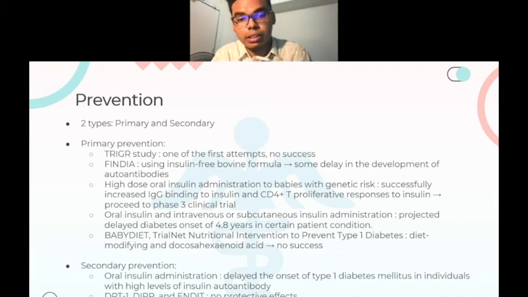The secondary prevention includes oral insulin administration, which delayed the onset of type 1 diabetes mellitus in individuals with high levels of insulin autoantibody, while DPT-1, DIPP, and ENDIT showed no protective effects.